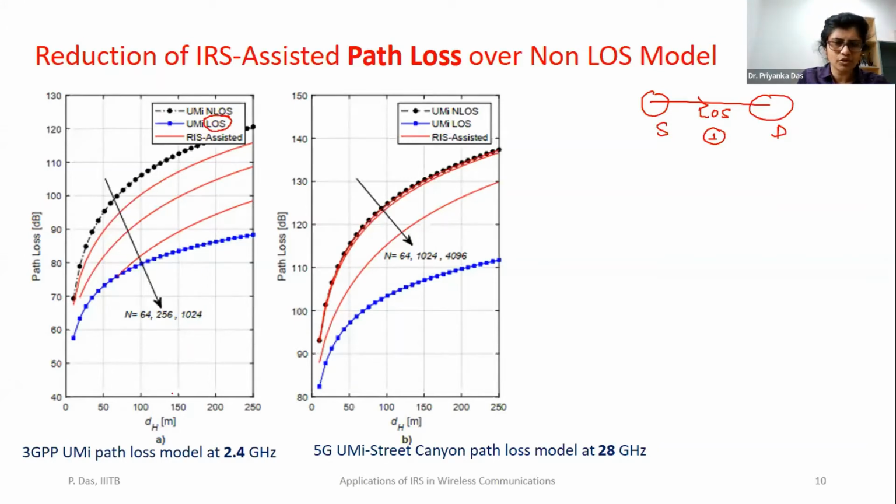UMi, LOS. What is UMi? Urban micro. They have considered two different models for different frequencies, one at 2.4 and another at 28 gigahertz: mmWave, and conventional below 6 gigahertz.